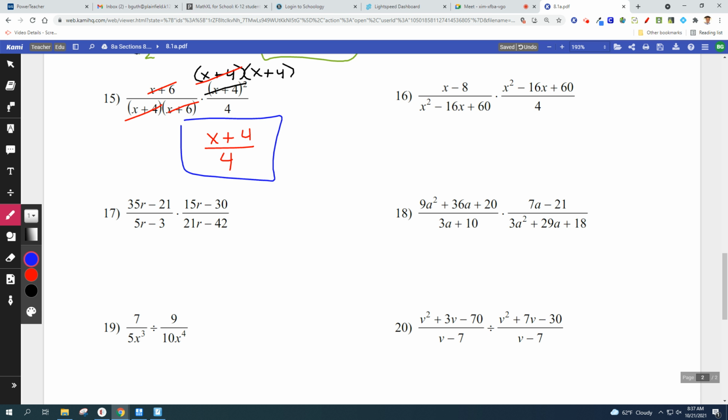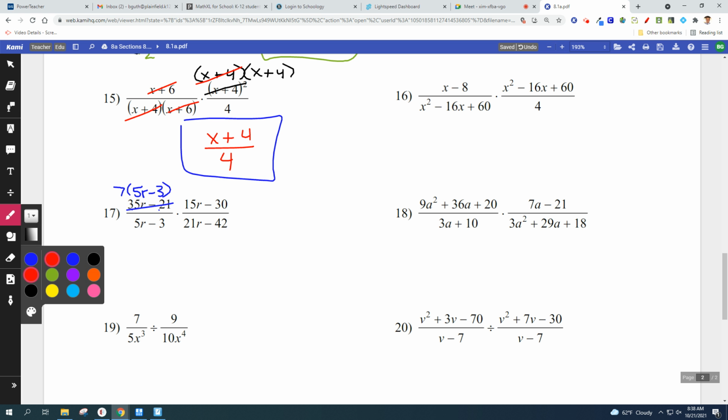Next one. I don't see anything that cancels out, but what I do see is a whole bunch of GCFs. So this top left thing, both of those numbers are divisible by 7. It's 7 times 5r minus 3. That was a GCF. Okay, on the bottom, I don't have a GCF on 5r minus 3, but I see another 5r minus 3 that's going to cancel. So that's kind of nice.